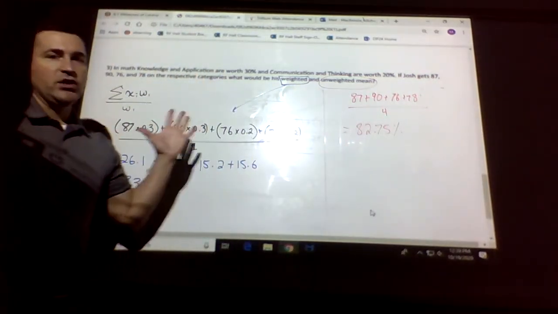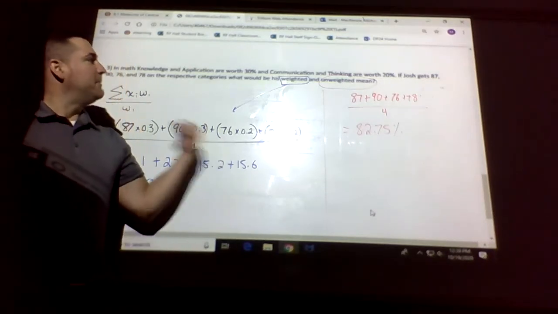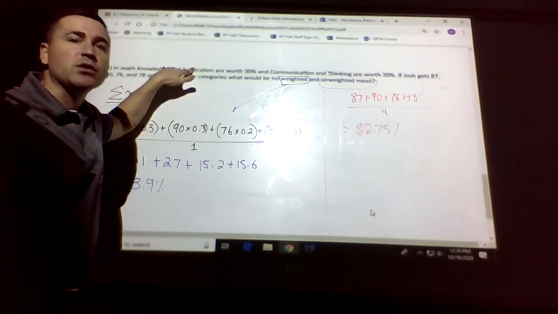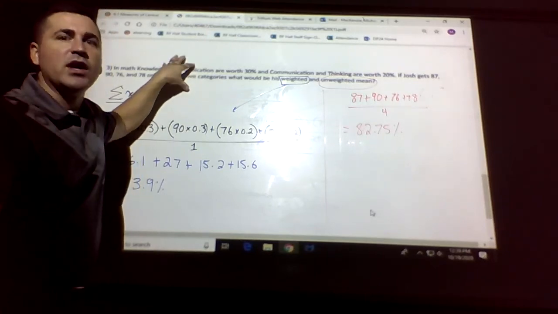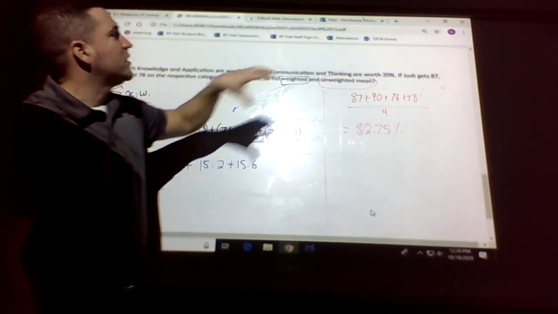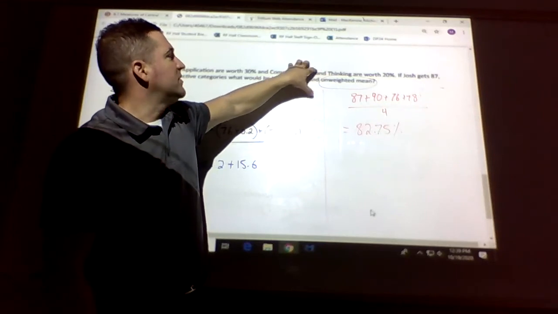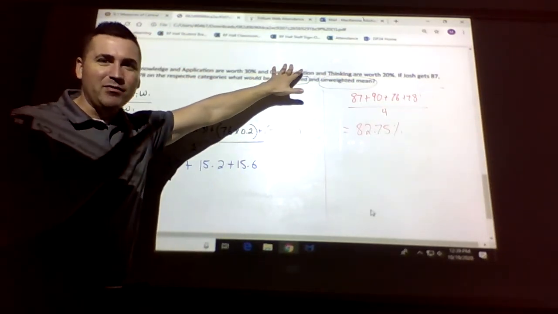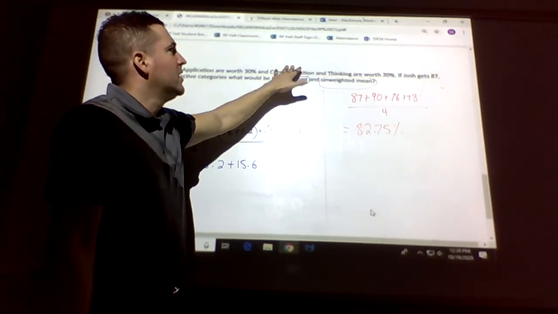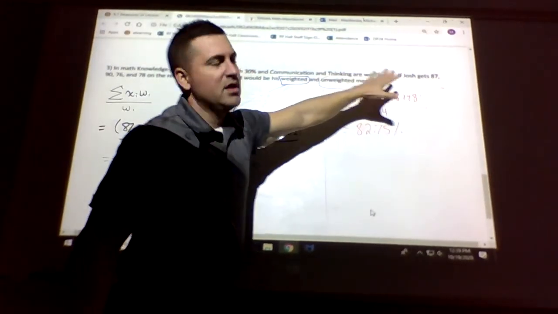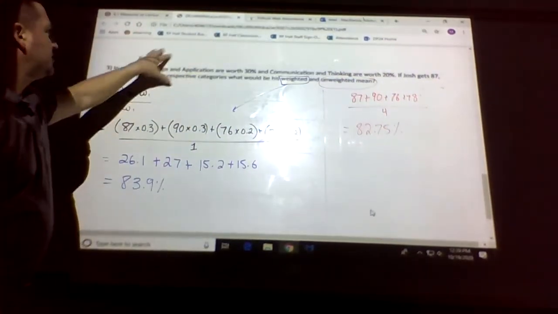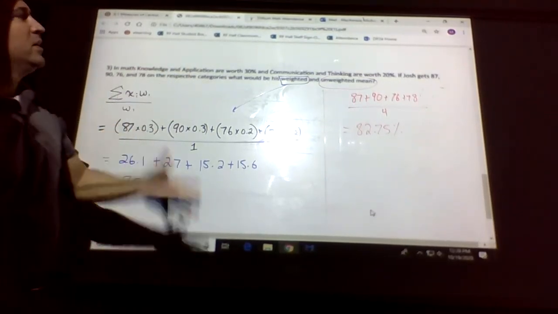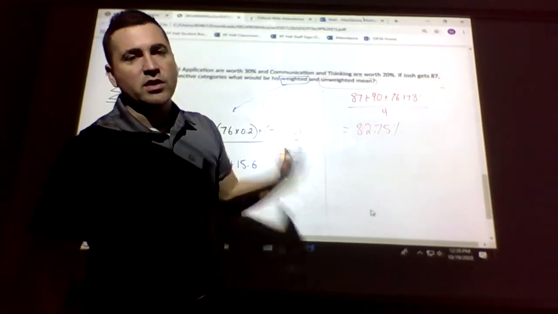This usually works in your favor as students because the knowledge and application questions are usually the easier sections of the test, so they're weighted a bit more. Whereas communication and thinking, well, thinking is definitely the harder questions. Communication can be iffy, depending on whether you're good at explaining things. So those are worth a little bit less. So usually the marks in the class on these ones are a little bit higher, so that's why they're worth more, which brings your marks up. And these ones are a little bit less, so they don't affect you as much.